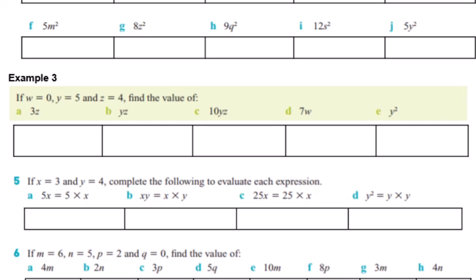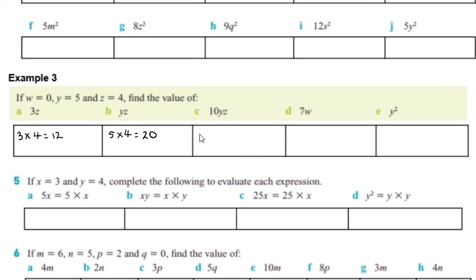Okay, so the next example, we have something that says if w equals 0, y equals 5, z equals 4, find the value of each of these expressions. So let's just work through it. Just like we did last time, replace the letter. But what I'm going to do is I'm first going to write it out like this. So 3z means 3 times, and whatever z is, 4, which is 12. yz means y times z, our y is 5, times z is 4. 5 times 4 is 20.